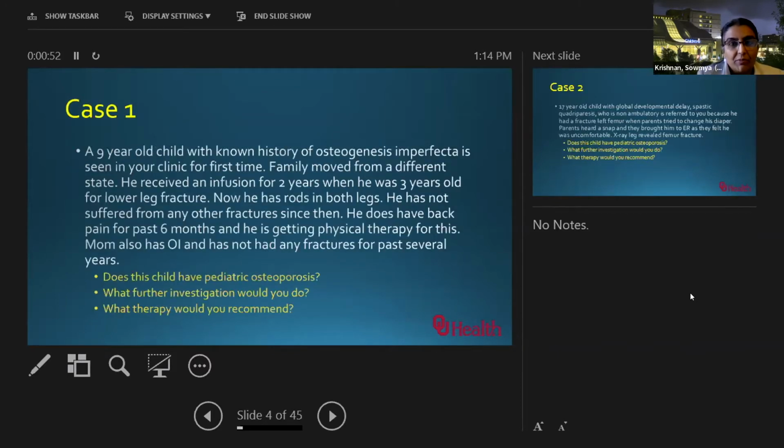Before we get started on the presentation, I would like to discuss 3 cases just to ground our presentation and think of the recognition, evaluation, management in terms of clinical practice. And while I discuss these 3 cases, I would like you to think of these 3 questions. One, does this child have pediatric osteoporosis? Two, what further investigation would we do? And three, what therapy would we recommend? So case 1 is a 9-year-old child with known history of osteogenesis imperfecta, who is seen in our clinic.